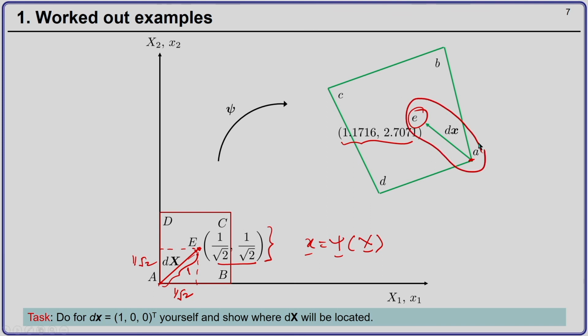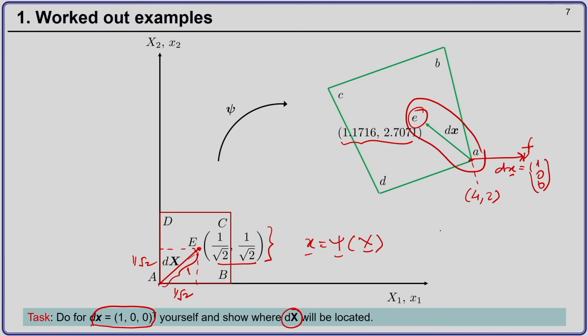So, your AE vector in the material configuration will go to vector ae in the spatial configuration. Let the task of finding out dX for a given dx, 1 0 0 transpose, be for you to do yourself. You know the location of this point, 4 comma 2. Let us say you take a point F such that AF is this vector dx, 1 0 0, and then you see where this vector goes.